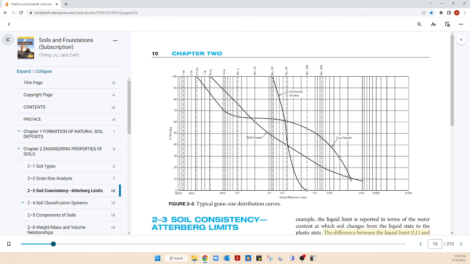So the distribution is all the same through here. And so that's a poorly graded soil. I don't know what they call that. But notice this one more time. It's covering grain sizes from here all the way over to here. So that's well graded.